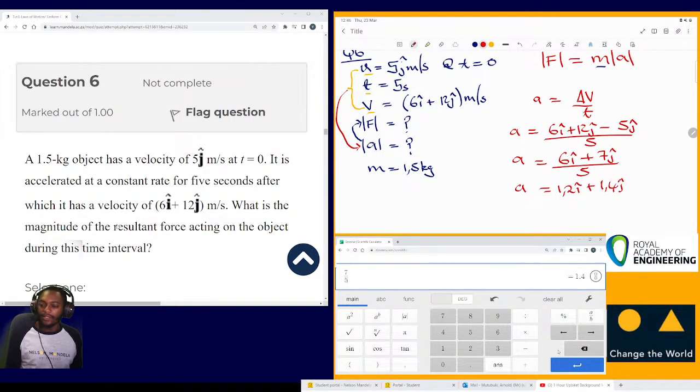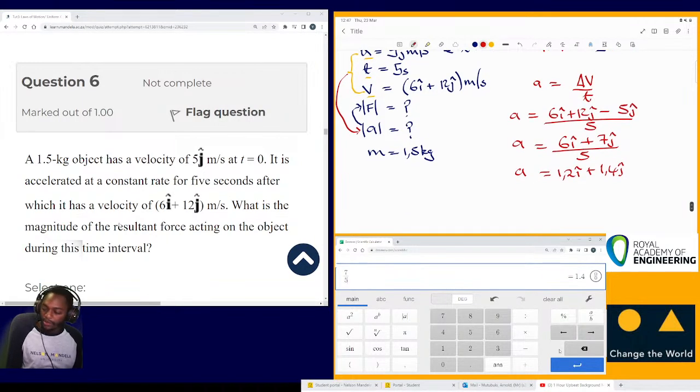So what we need now is to find the magnitude of our acceleration, because we have this acceleration in the i direction and in the j direction. How about we find the magnitude, which we can then use to find the resultant force. So the magnitude of a is equal to, by now you should be familiar with how we find magnitude, 1.2 all squared plus 1.4 all squared.